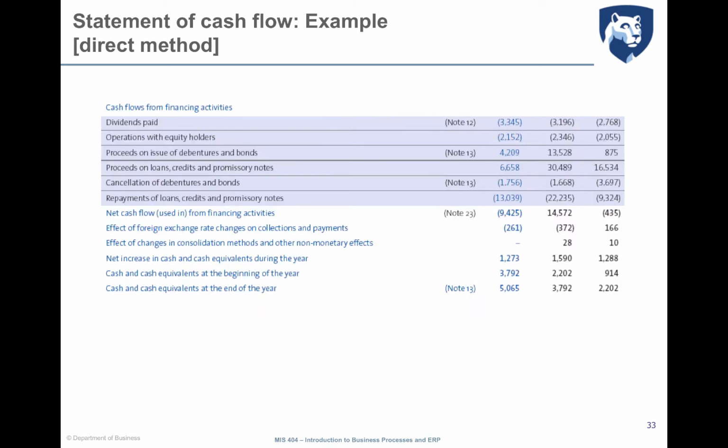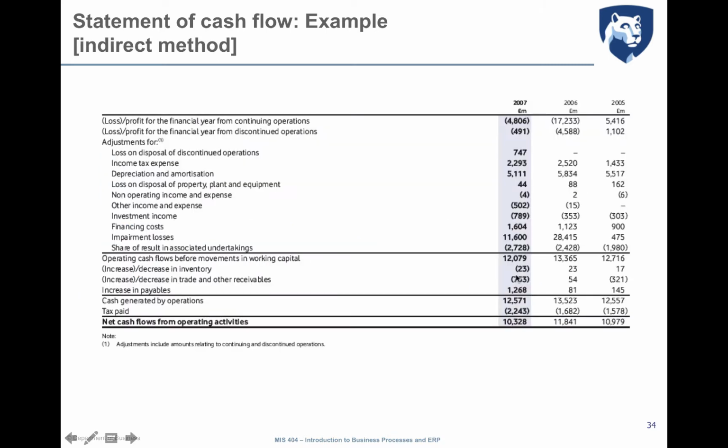And if we go on, we have the cash flow coming from financial activities like dividends paid, operations with equity holders, cancellation of debtors and bonds, and so on. The final result of this document is the cash and cash equivalents at the end of the year, which is the final result coming from the cash flow statement.